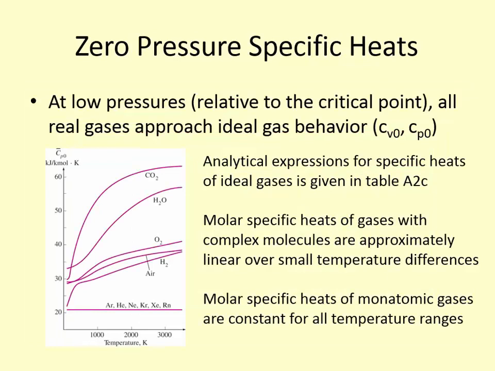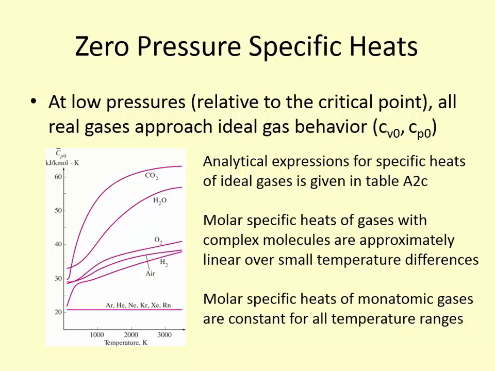At low pressures relative to the critical point, we discussed previously that all real gases actually do approach ideal gas behavior. And so there's something called the reduced, or the zero pressure specific heat. There are analytical expressions that are given in A2C, so we'll look at those in just a moment. But we can look at how these gases behave if we're plotting the critical point characteristics of those ideal gases in relation to their specific heats.